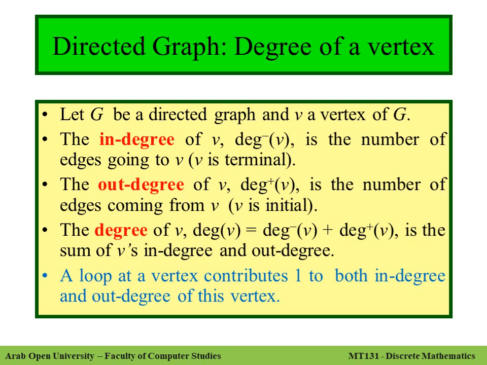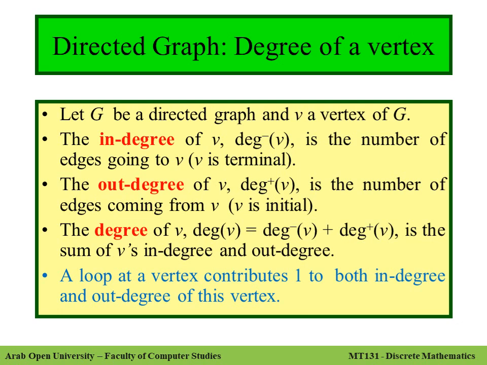Starting with the in degree of V, we use the same terminology, DEG, but with a minus sign. This is read: the in degree of V is the number of edges going to V, where V is terminal. The out degree, we use the same terminology, DEG, with a plus sign. This is read: the out degree of V is the number of edges coming from V, where V is an initial vertex. The degree of a vertex is just the sum of in degree and out degree of the vertex.